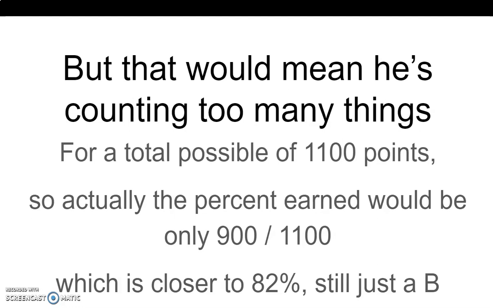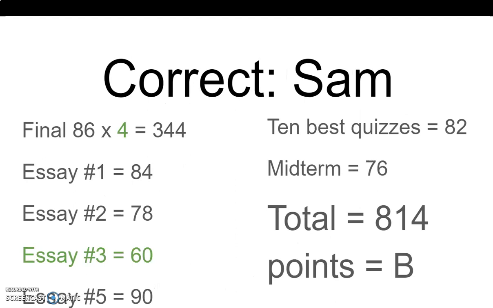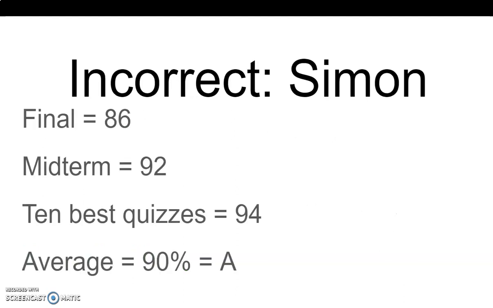So if we were to calculate it Sam's way, that would be 900 points earned, but out of a total attempted of 1,100, which is closer to 82%. Now, according to multiple options grading, if Sam wanted to count that third essay for 60 points, we'd have to count something else less, like instead of counting his final exam for 40% of his grade, maybe we'd only count it for 30%, or instead of counting it for 50%, we'd only count it for 40%. And that would reduce his point total down to 814.